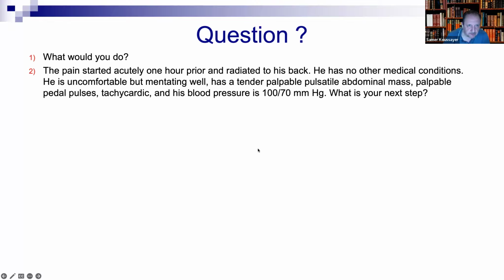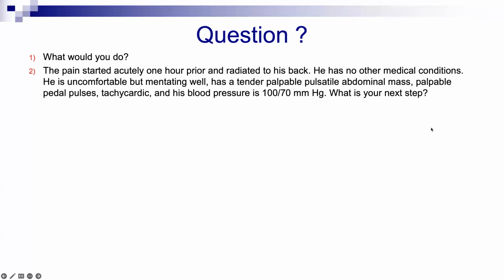Let's see the next thing. He said the pain started acutely 1 hour prior to his arrival and radiates to his back. He has no other medical problems. He is uncomfortable, but maintaining well. He has a tender palpable abdominal mass, palpable pedal pulses, he is tachycardic, and his blood pressure is 100/70. So what do you do next?